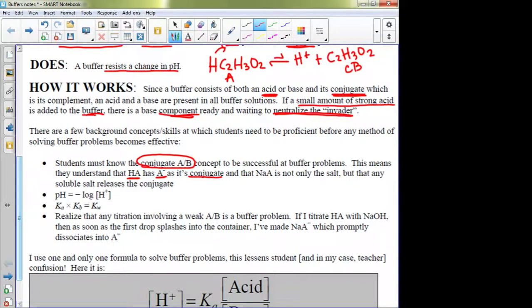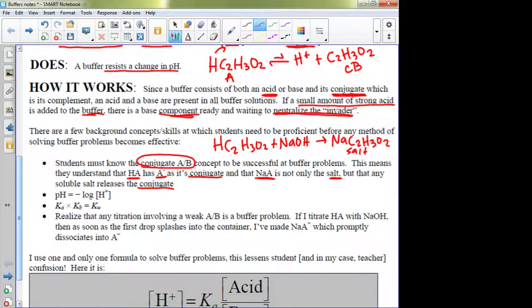Or in the case tomorrow, when I add this acetic acid plus this NaOH, one of my products is going to be this. This is the salt, right? Everybody recognize that as the salt? Okay? Na, that is not only the salt, but it also releases the conjugate.